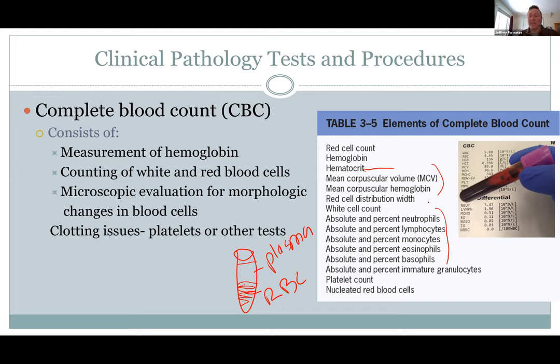And then you can look at platelets to see if there's a clotting issue. And you know, either way it can kill you, clotting too much, clotting not enough. And there's other specific tests they do for clotting, a whole bunch of tests they do to look at clotting, because it's very critically important to a patient that they have proper clotting.